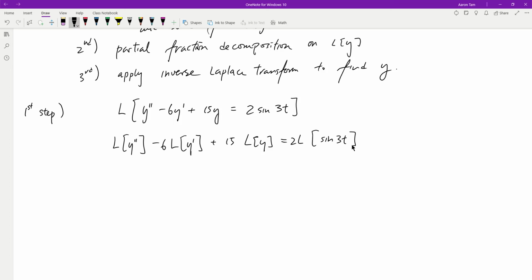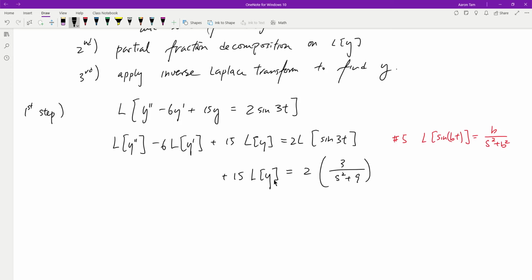So then all you have to do is just go up to a table. I'm going to write out the rules that we use while we're doing the problem, so that you can definitely refer to them. Here's the rule. The rule is number 5, which says that Laplace transform of sine bt is equal to b over s squared plus b squared. Comparing that to this, I can see that b is 3. So that would tell me there's 2 times 3 over s squared plus 3 squared, which is 9. Laplace transform of y would stay, because that's what we're going to try to solve for.